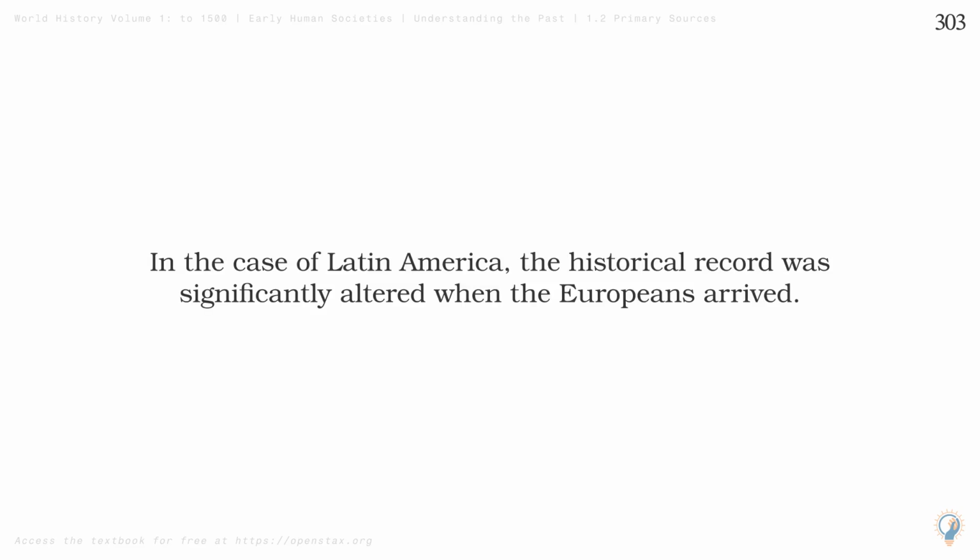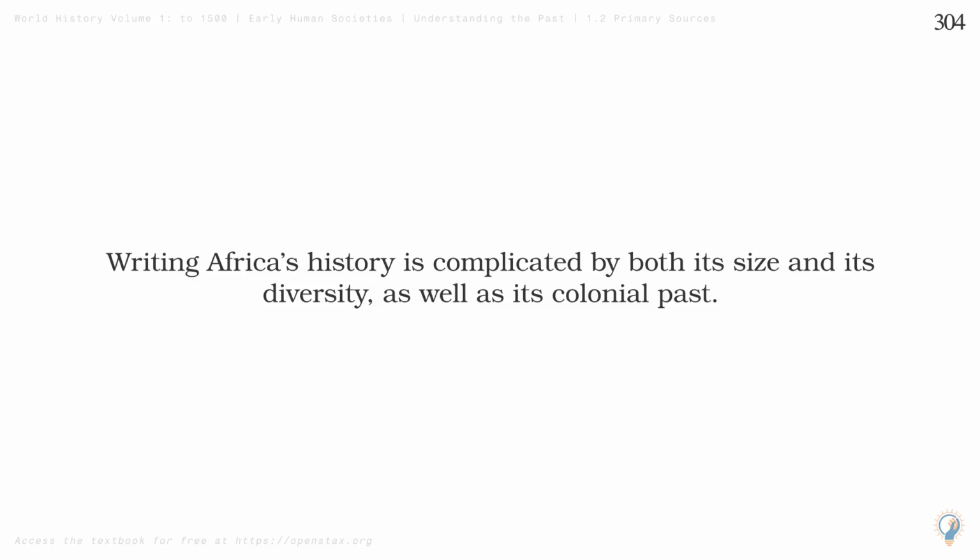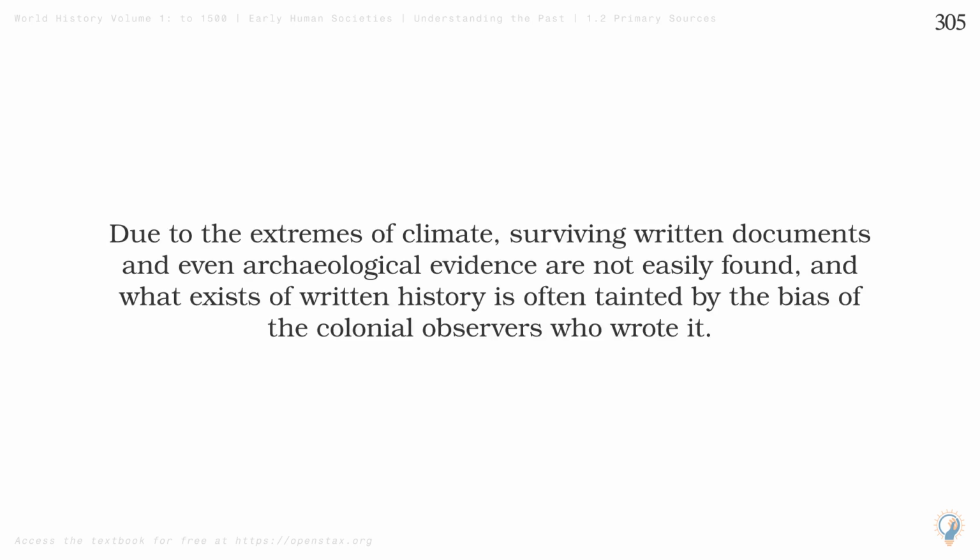In the case of Latin America, the historical record was significantly altered when the Europeans arrived. Believing that much of the writing of indigenous people that they found spoke of a religion and culture they meant to replace, the conquerors deliberately destroyed it. Writing Africa's history is complicated by both its size and its diversity, as well as its colonial past. Due to the extremes of climate, surviving written documents and even archaeological evidence are not easily found, and what exists of written history is often tainted by the bias of the colonial observers who wrote it.